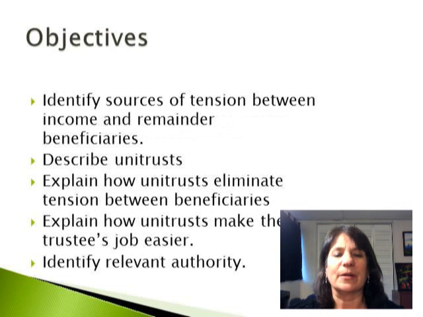Okay, so what are we going to do here? We're identifying some sources of tension between the income beneficiary and the remainder beneficiary. We will describe unitrusts, look at how they eliminate that tension between the beneficiaries, and explain how they make the trustee's job a little easier. We'll look at the relevant authority.